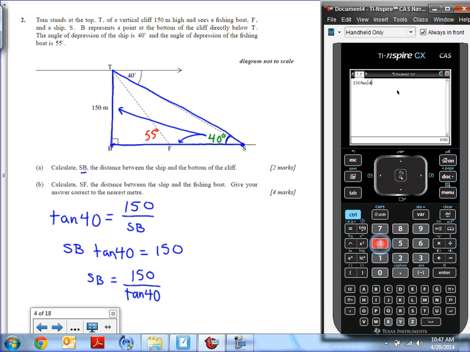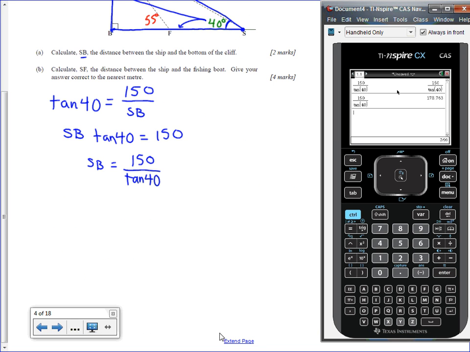If you get some kind of a crazy answer or a negative answer when you do this, you just need to go double check that your calculator is in the right mode. It has to be in degree mode, not radian mode. Here I'm getting that SB equals 178.76. That's more than enough significant figures.